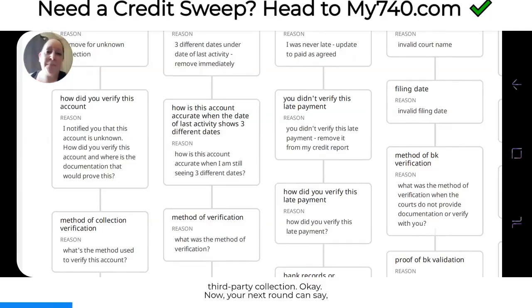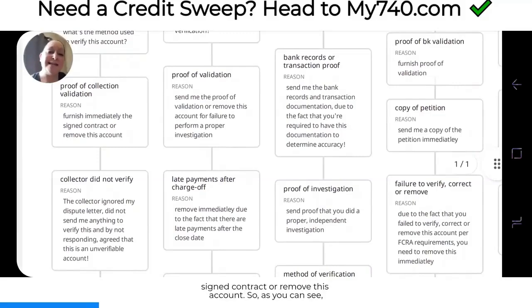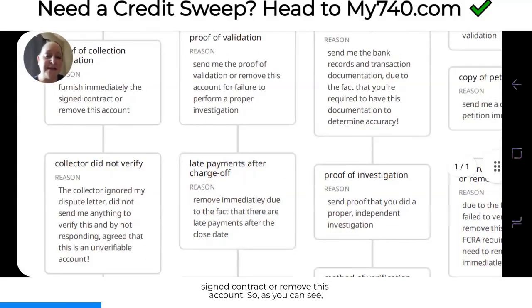Now your next round can say, did you verify this? I notified you that this account is unknown. How did you verify this without documentation? If you had the documentation, you would have given it to me. Now, method of collection verification. What was your verification? Very straightforward. Proof of collection validation. Furnish immediately the signed contract or remove this account.